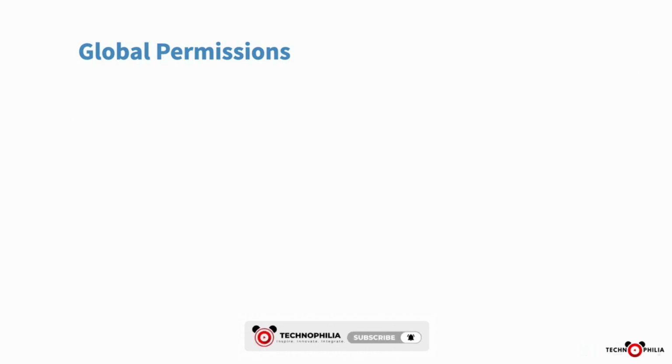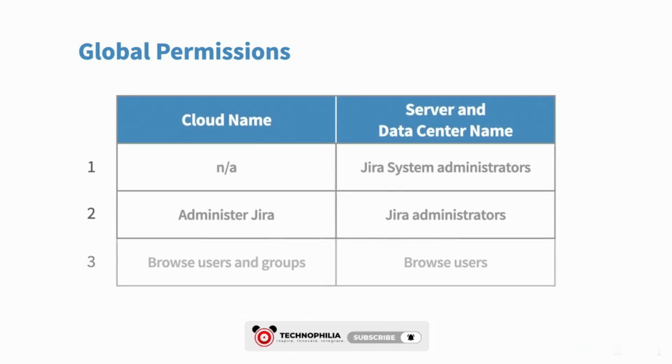As previously discussed, the Jira System Administrator's permission is only available in Jira Server and Data Center. Users or groups with this permission can perform every Jira function. The next permission, called Administer Jira in Cloud or Jira Administrators in Server and Data Center, gives users or groups the ability to perform most admin functions. Give this permission to a small group of users who maintain the entire application.